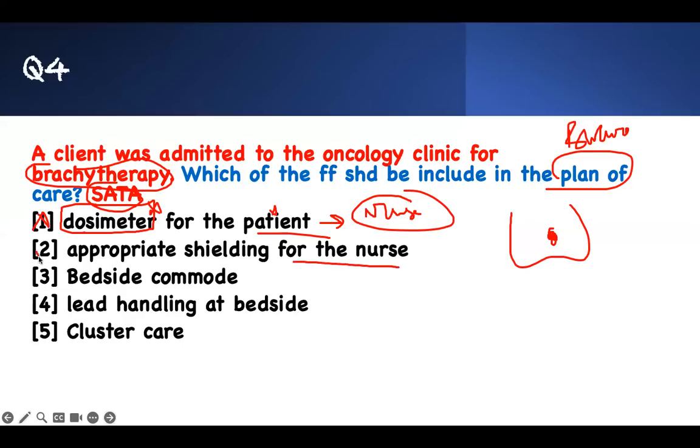Shielding for the nurse. Yeah, a lead shield. Bedside commode, so that the patient doesn't get out and the radiation falls off, especially if it's cervical, it's through the vagina, it may fall off. So this is good. Lead handling tools at bedside. If the implant falls off, you have something to handle it, so they have some instruments at bedside to be able to handle it. You want to cluster your care. You don't want to go into this radiation field every time. So you do all your things together and come back. Cluster, okay. So these 4 answers are right. So that's that question.